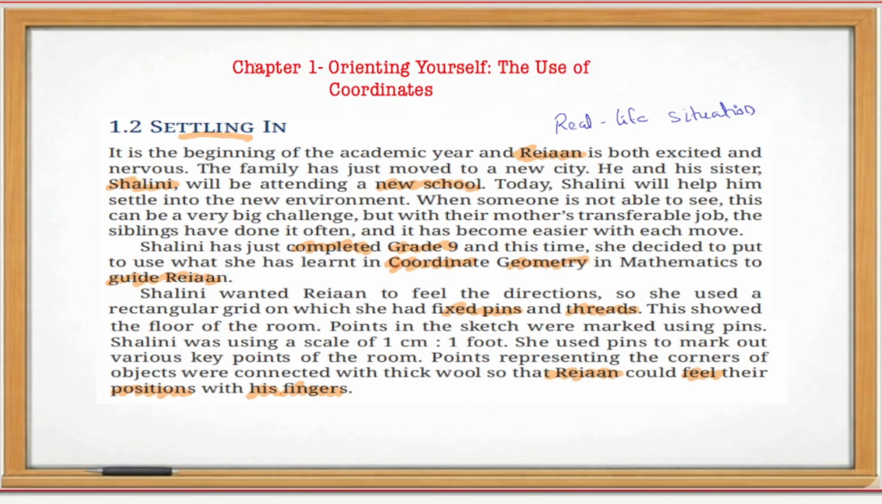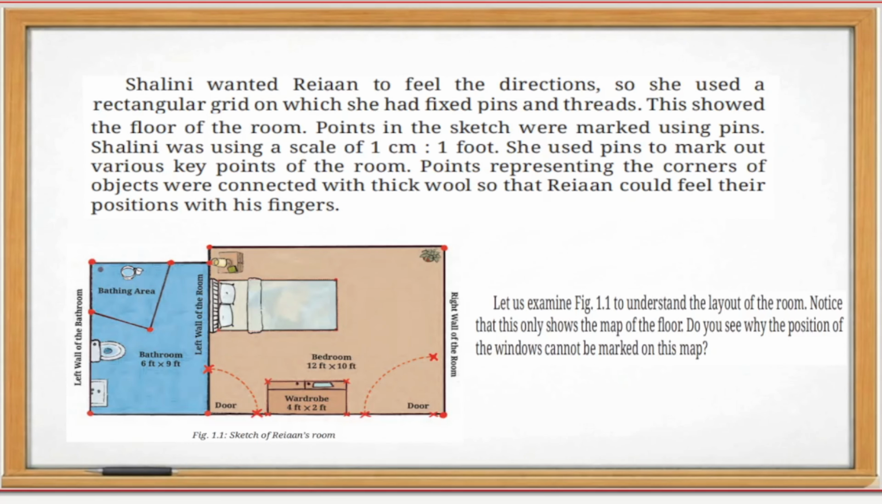So what she did is she creates a rectangular grid on the floor using pins and thread. Each point on the grid represents a position in the room. By connecting these points with thread, Rian can feel and understand where things are placed. So basically, this example shows how coordinates help us locate positions clearly, even without seeing them.